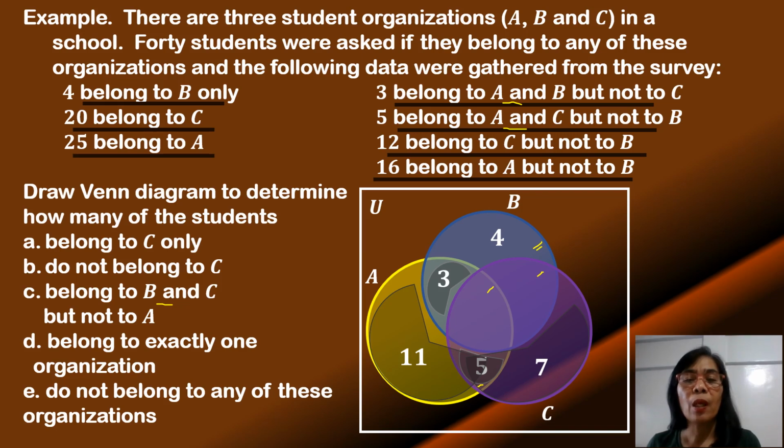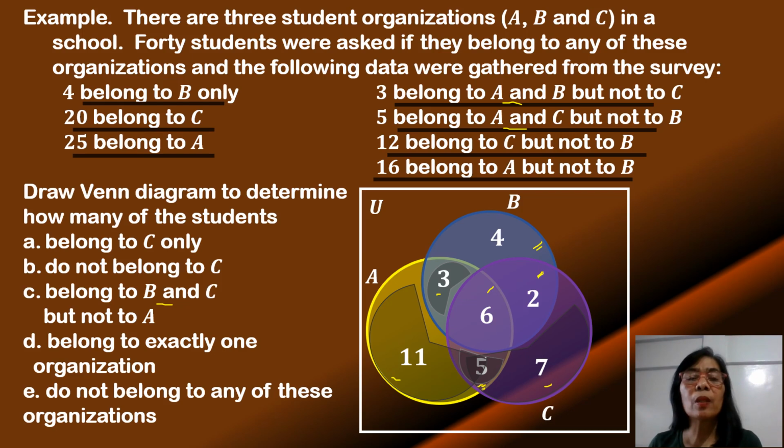25 belong to A. We look at the yellow circle. We already have in here 5, 11, that's 16, plus 3, that's 19. So if there are 25 students belonging to organization A, that means in this region we have 6 remaining students. And that will give us now in organization C, there are 20. We have here 7, 5, that's 12, plus 6, 18. That means in this remaining region, there are 2 students.